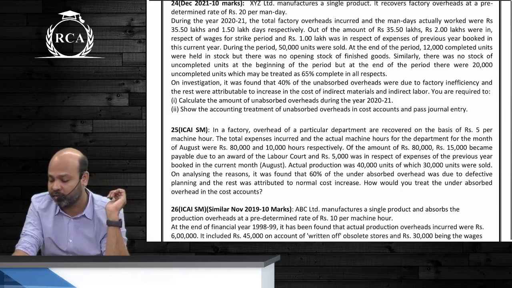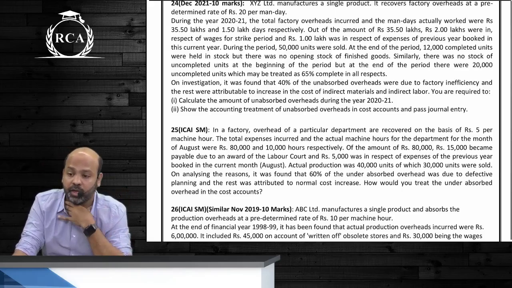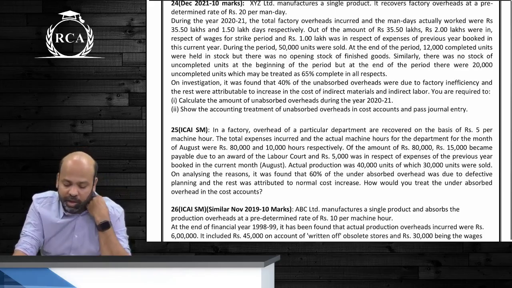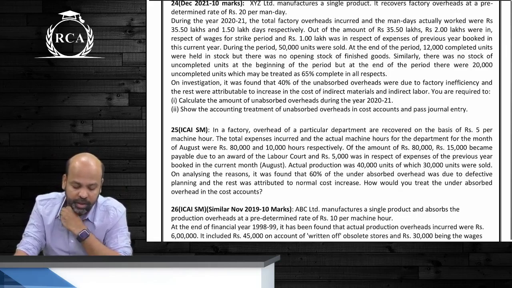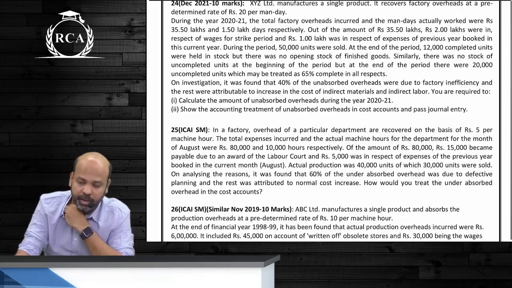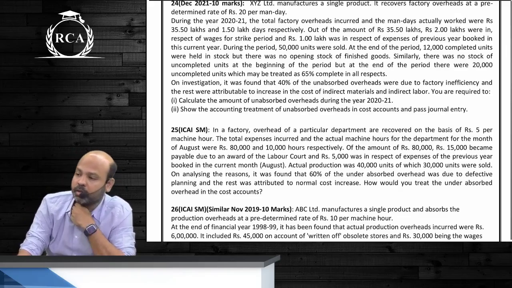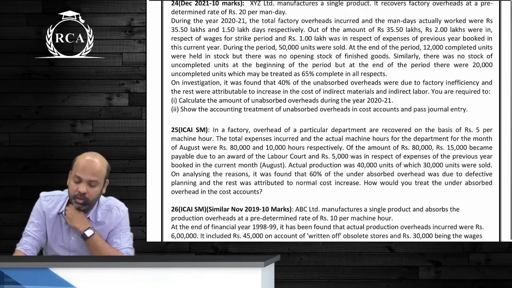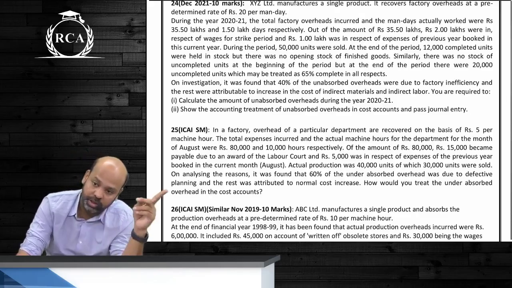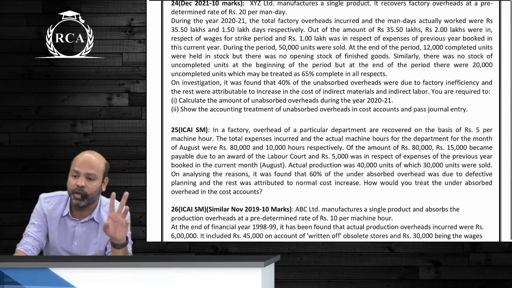How many units do you think we have manufactured? 62,000 completed units. Besides that, look further: there was no stock of uncompleted units at the beginning of the year, but at the end of the year there were 20,000 uncompleted units, which may be considered as 65% complete in all respects. This 20,000 work in progress units will be as good as 13,000 completed units. All right, 62,000 completed, and these 13,000 work in progress, what will be the total?